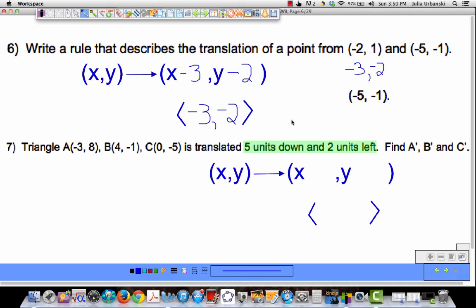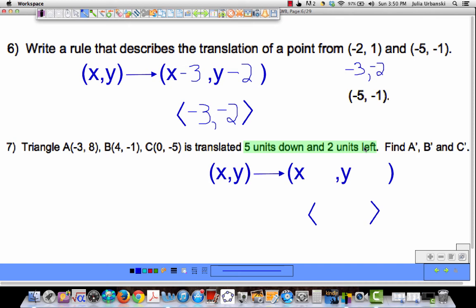And for the last one, number 7, you have to be careful because they always try to throw in a couple to trick you, to see if you not only understand the concept, but if you can think things through as well. So here's the original triangle. A is (-3, 8), B is (4, -1), C is (0, -5). And now the rule is it's translated 5 units down and 2 units left.